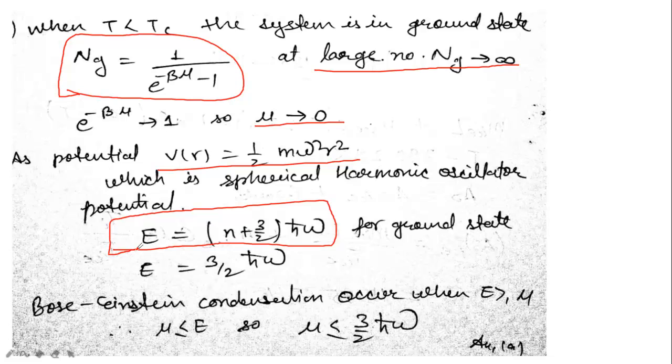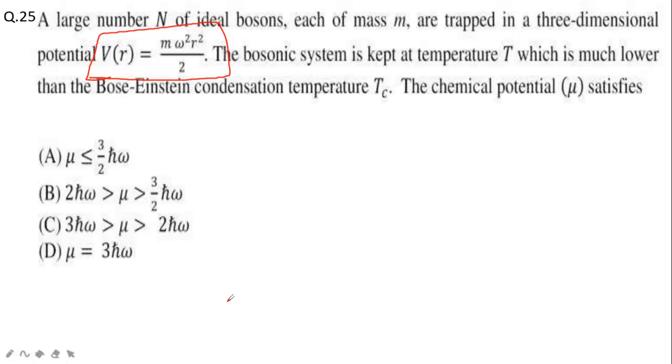For the ground state, we'll put n equals 0, so E will be 3/2 ħω. If Bose-Einstein condensation occurs, then E is always greater than or equal to μ. The ground state energy should be equal to or greater than the chemical potential. Hence, the chemical potential should be less than the energy, so μ should be less than or equal to 3/2 ħω. So the correct option will be option A.